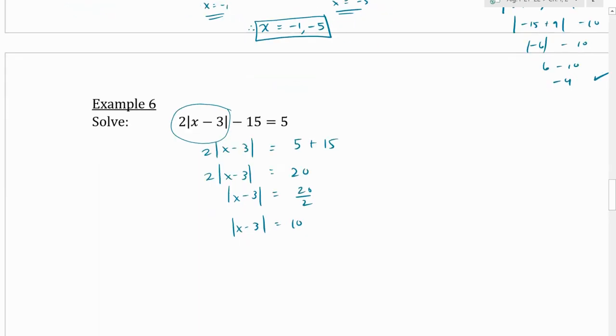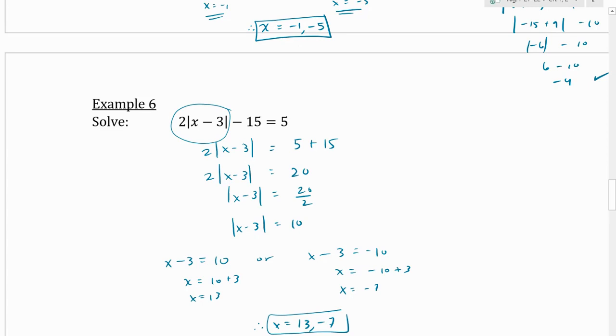Okay, once the absolute value is isolated, think. Can an absolute value be 10? Yes, if the number inside the absolute value is either 10 or -10. So say that. Whatever's inside the absolute value is either 10 or -10. Therefore, x is either 13 or it's -7. Okay?